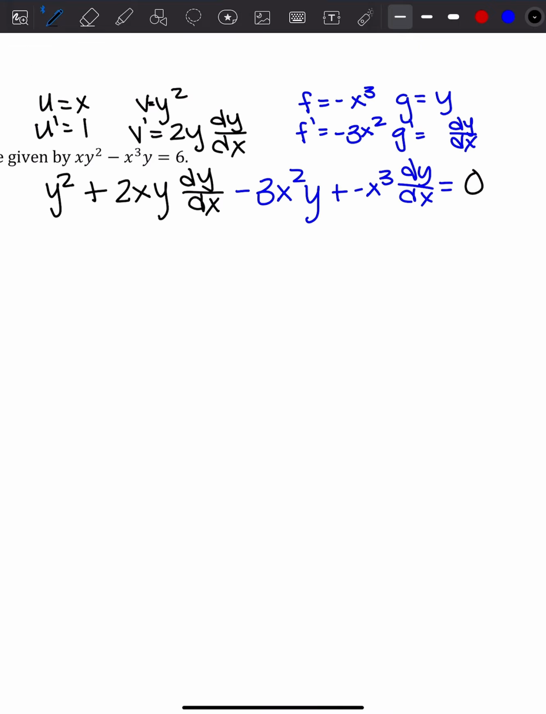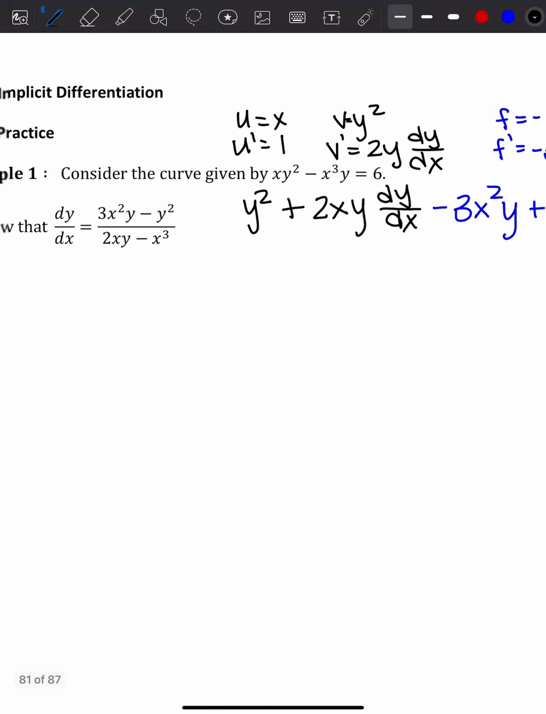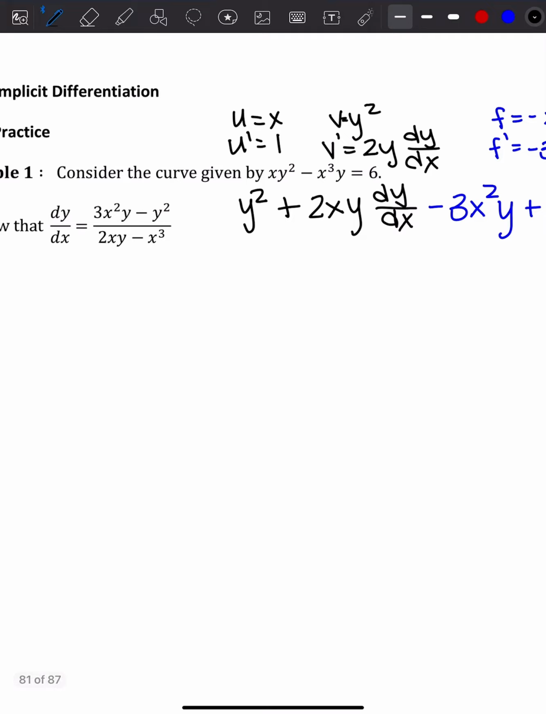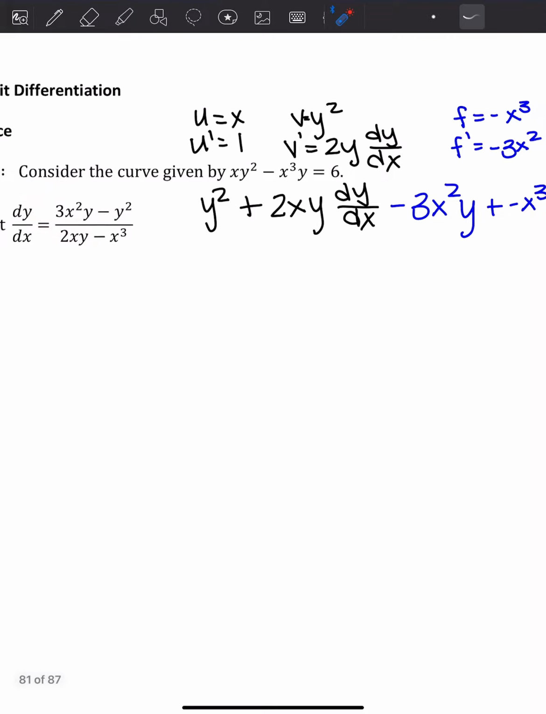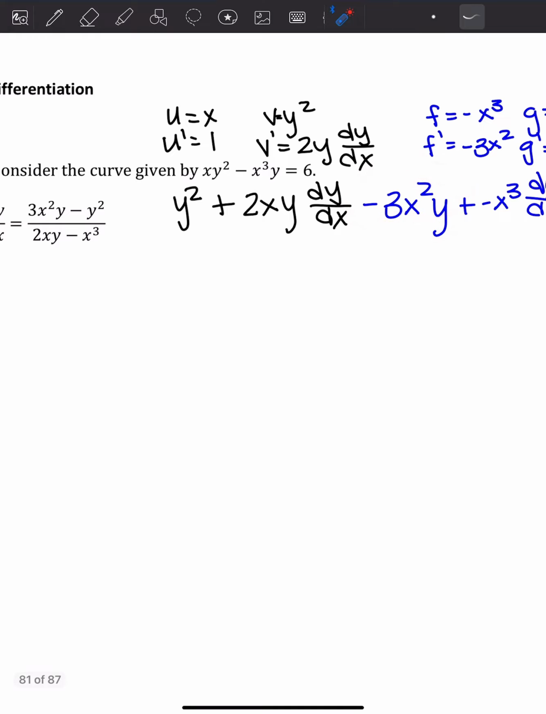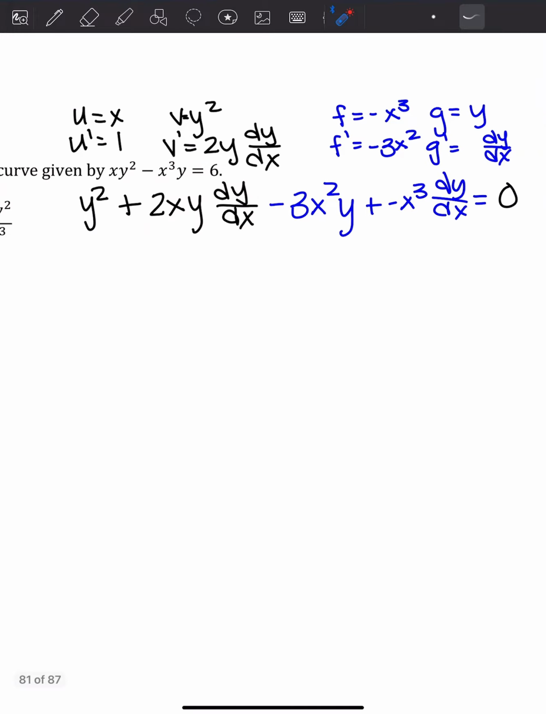Okay, now all we're going to do is what we would normally do. We need to get dy over dx on one side and everything else on the other. The one thing I want to keep in mind is what's positive over here. Our 3x squared y is going to be positive, but it's negative right now, so we're probably moving that over to the other side. Our y squared is negative here, and it's positive here, so we're probably moving that to the other side. 2xy is positive, and it's positive. And then we have that minus x cubed.